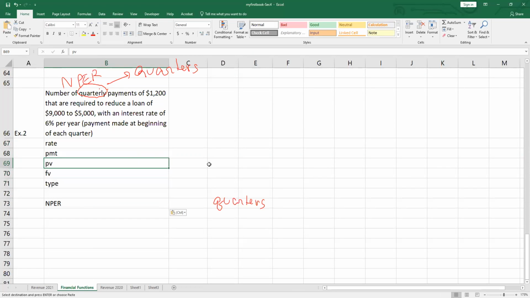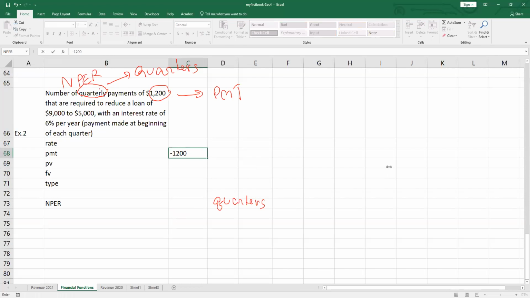Now, we say that you pay 1,200. Your payment is 1,200, that means in this one it talks about PMT. When we talk about PMT, you pay 1,200. The PMT here must be negative 1,200, because for sure you pay out to reduce the loan. That's why it must be negative 1,200. You want to reduce the loan.